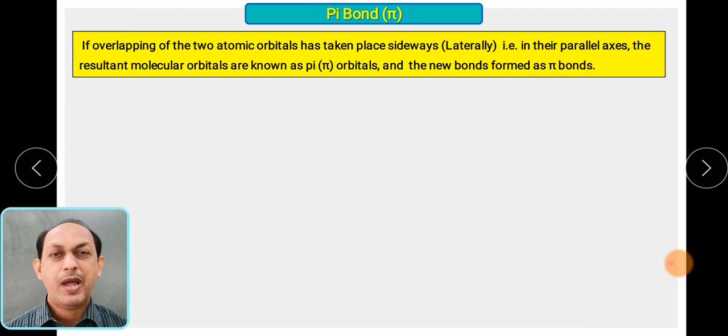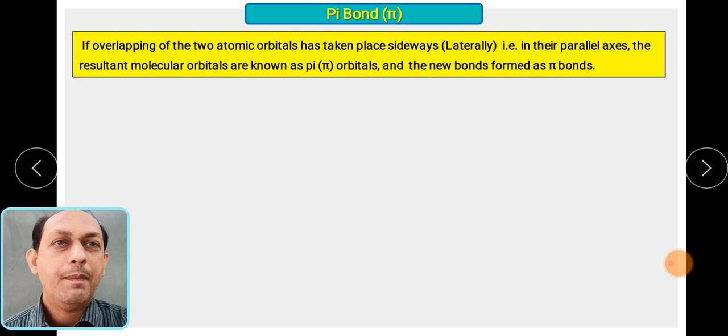Now next one is pi bond. You know that pi bond always exists in multiple bonds. It may be in case of double bonded compounds or it may be in the case of triple bonded compounds. So pi bond forms when overlapping of two atomic orbitals takes place sidewise.